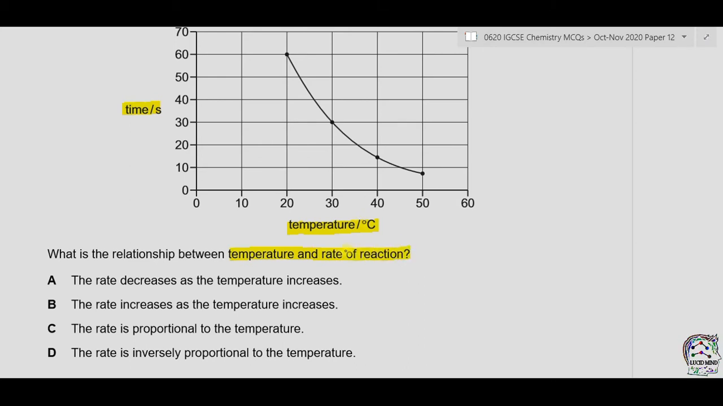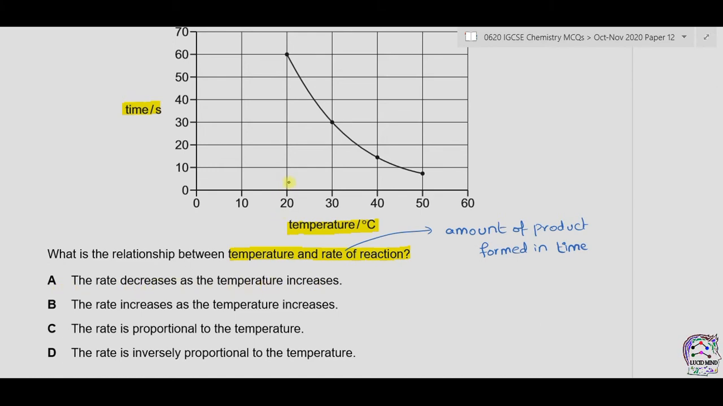Now rate of reaction means the amount of product formed in a definite time span. If time taken is less, then the rate of reaction will be faster. If time taken is more, then the rate of reaction will be slower. A. The rate decreases as the temperature increases.